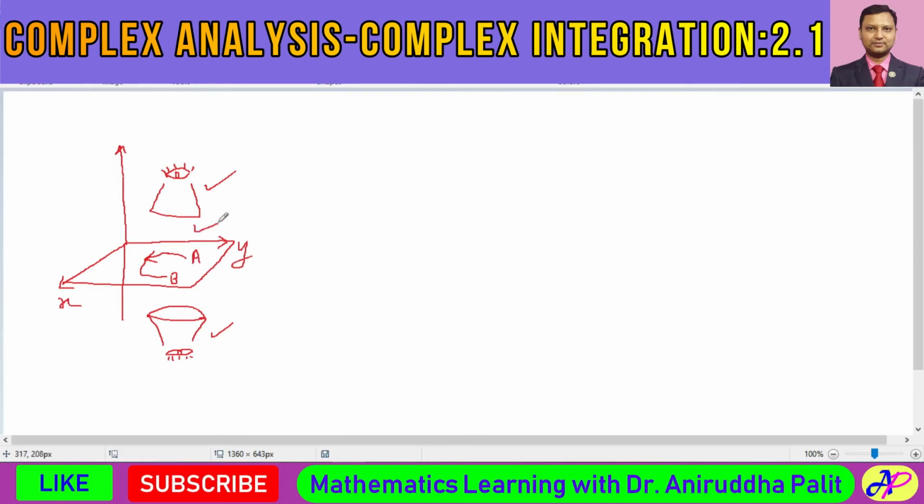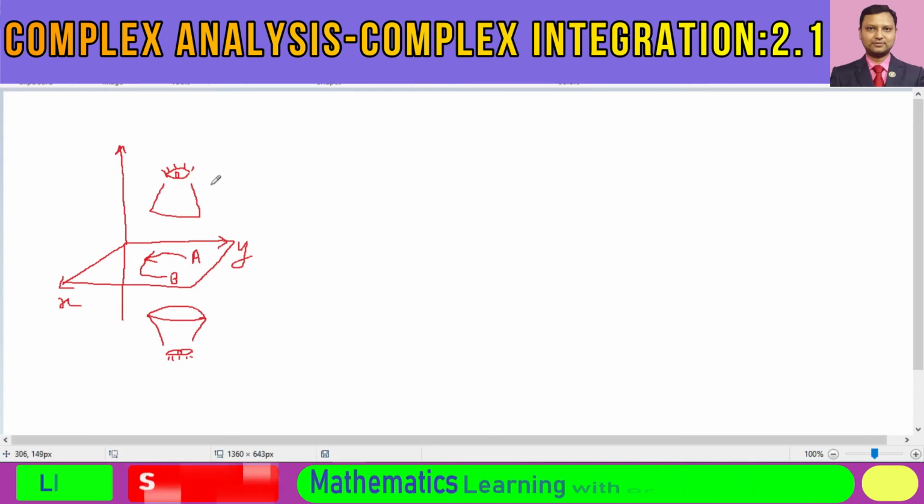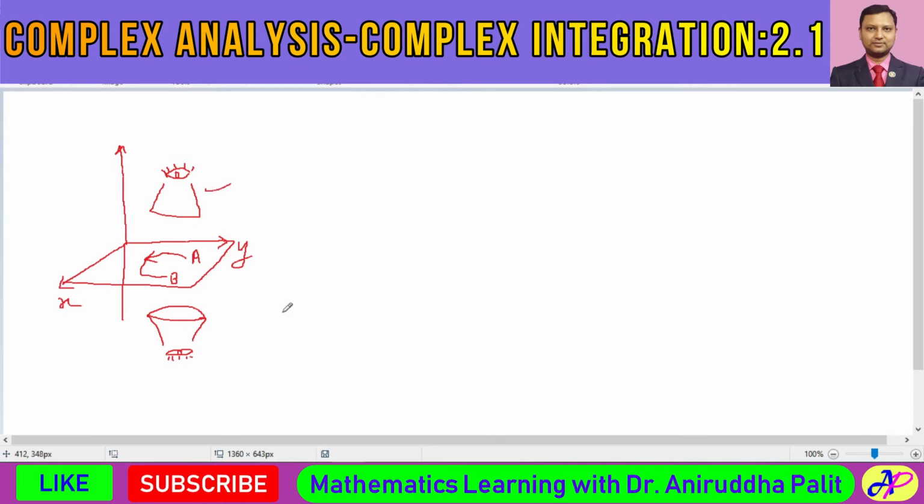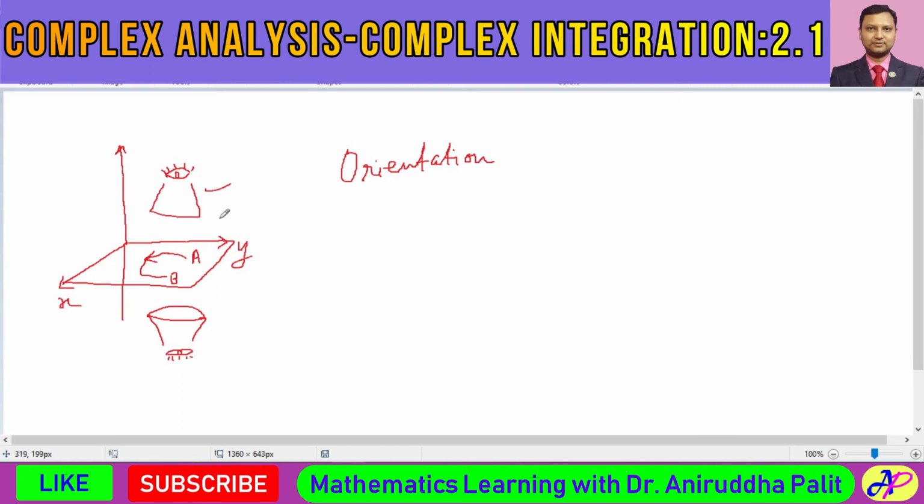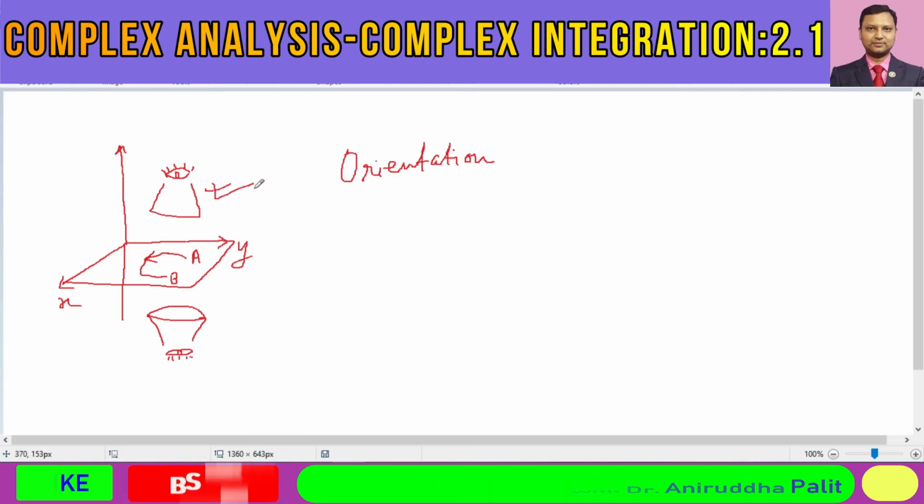Maybe from an observer looking from this direction, he would say that the curve is rotating in the anti-clockwise direction. And from another kind of observer, he might say that the curve is rotating in the clockwise direction. So that is called the orientation of that curve, and it depends upon the observer.